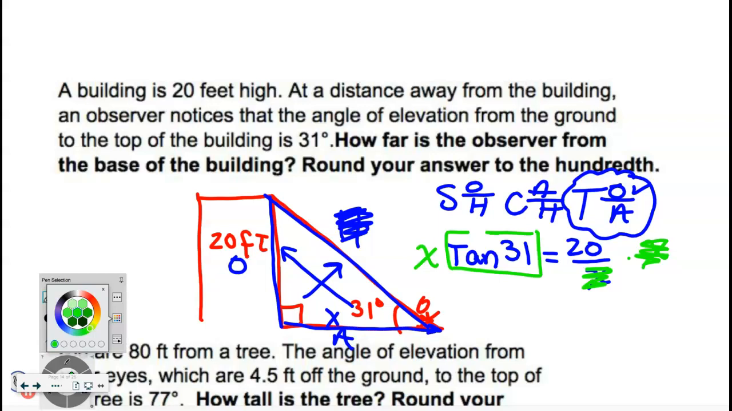Our calculator knows it, so we don't really need to write that number down. But if it bugs you, you could go tangent 31, write it down. You'll still need to divide by it. So if I could get a little help on what 20 divided by tangent 31 is, we will get the distance away from the building. 33.29. Back around a 33.29, perfect. And it said to the nearest hundredth, so that's good.